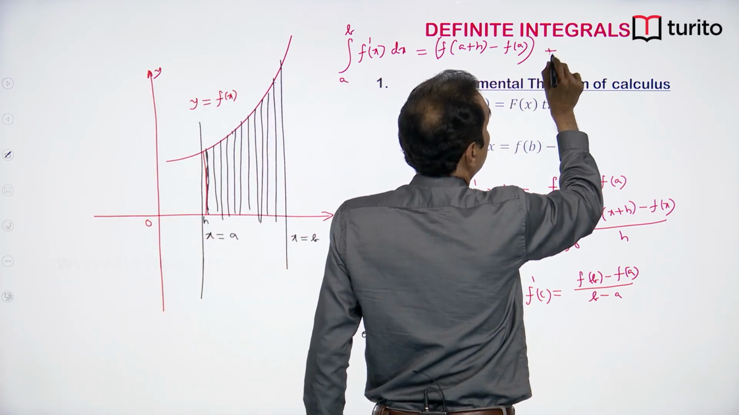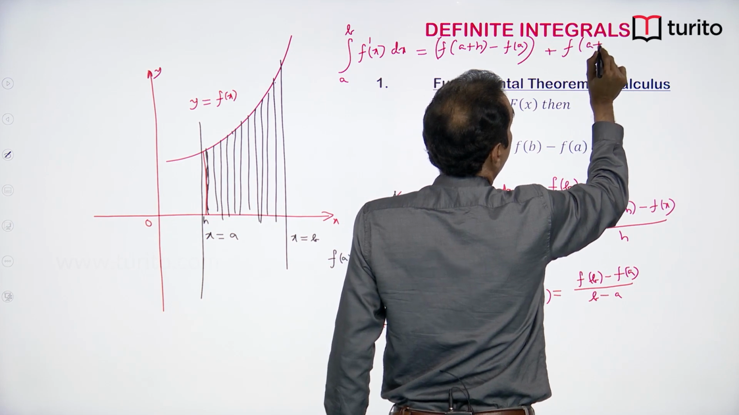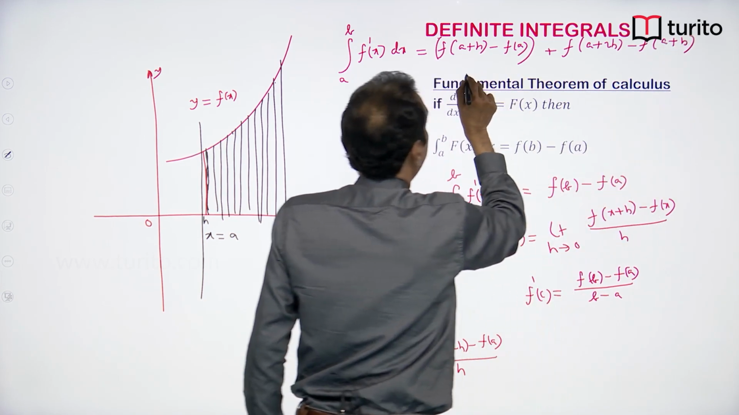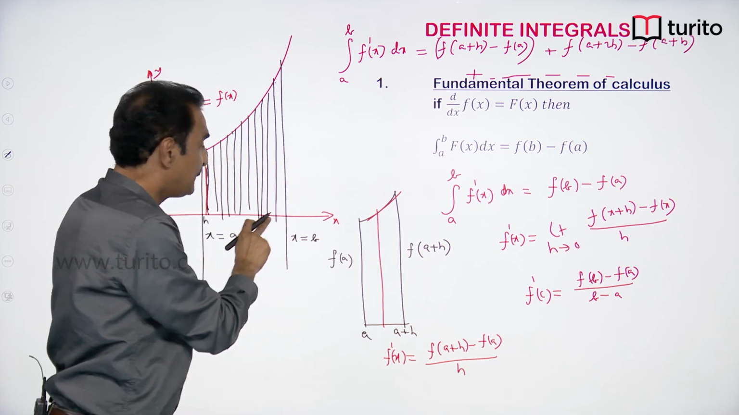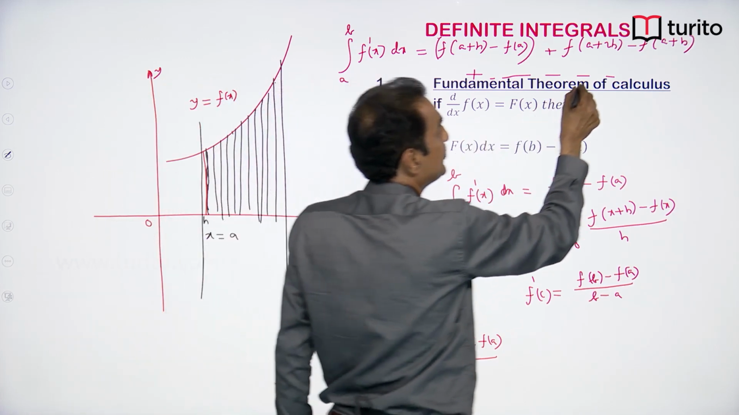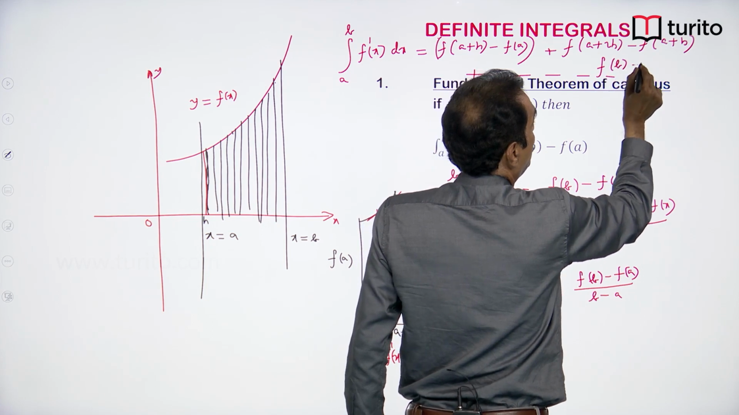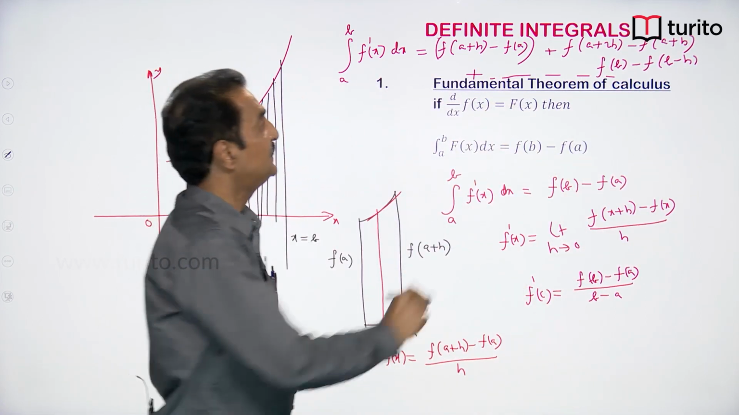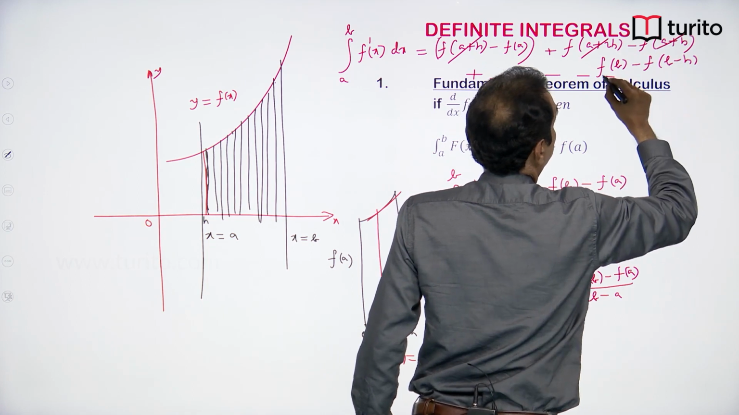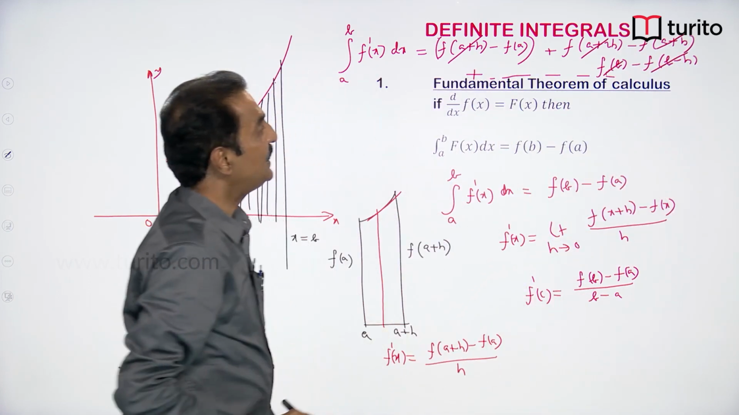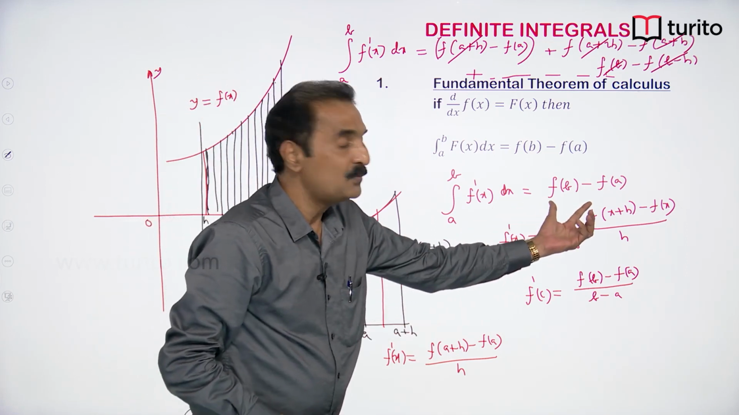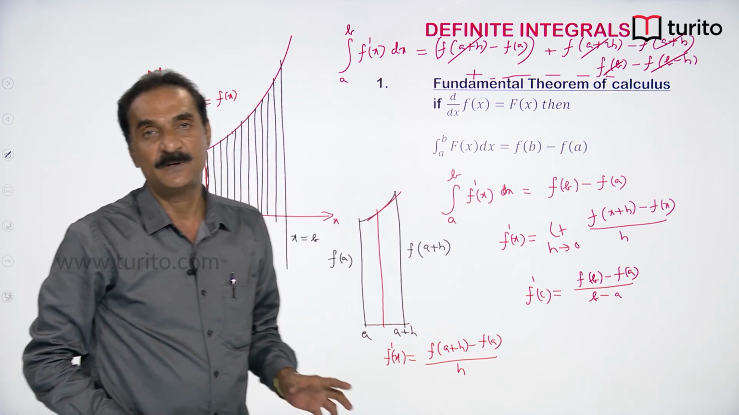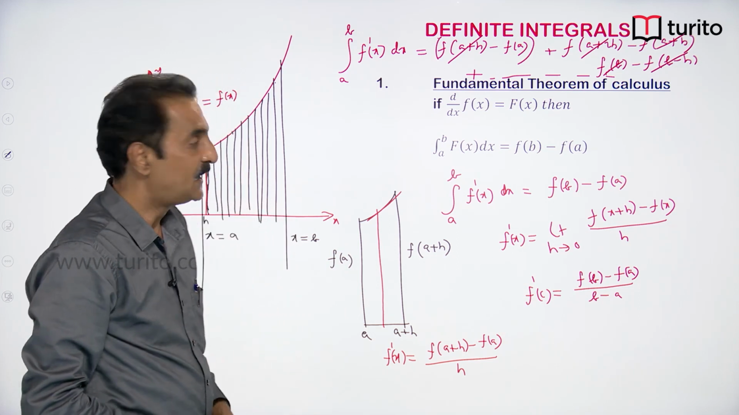Next difference is f of a plus 2h minus f of a plus h. In this way, if you add, the last difference will be f of b minus f of b minus h. Now, you can observe that all these terms will cancel out, and what remains? F of b minus f of a. So, that is how we get this formula, integral a to b f dash x dx is equal to f of b minus f of a. This is the proof of the fundamental theorem of calculus.